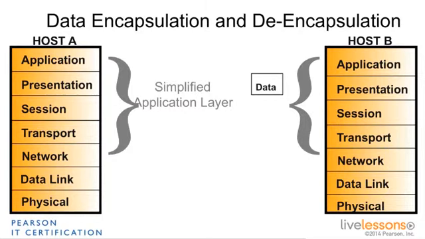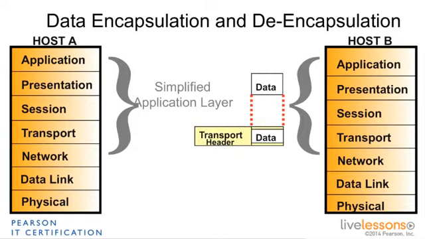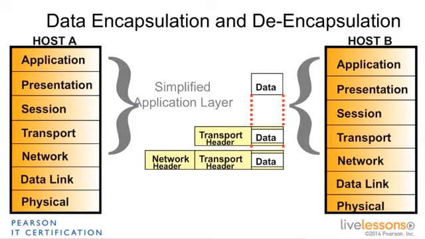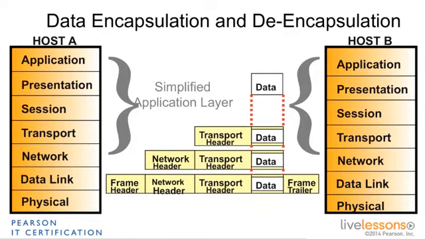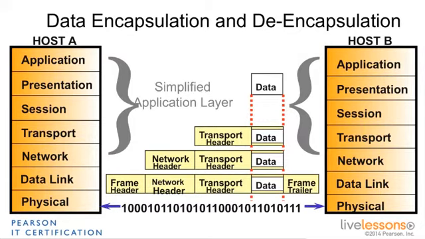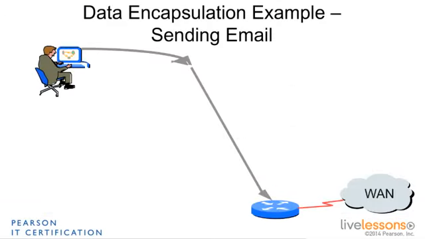It's very important to understand how data is encapsulated and de-encapsulated through the OSI model. Data is handed down to the transport layer where a transport header is added. From that point, it is handed down to the network layer where a network header is added. Next, it is handed down to the data link layer where a frame header and frame trailer are added, and finally is turned into ones and zeros, digitized, and put on the physical medium. Let's use the example of data encapsulation while sending an email.